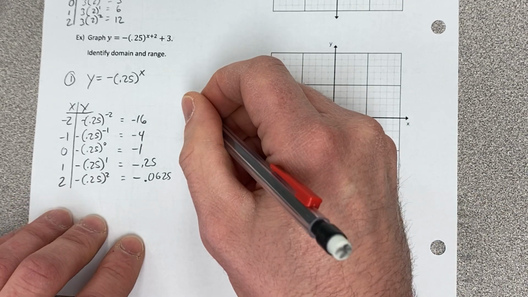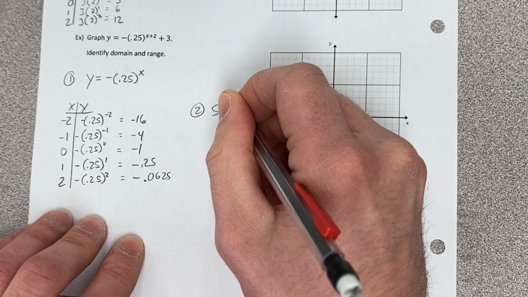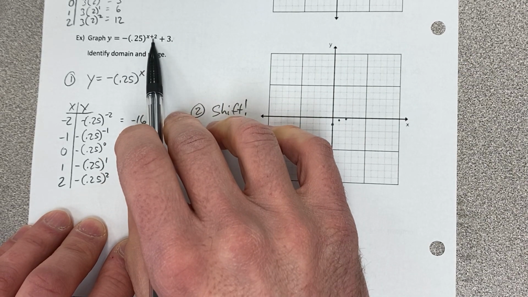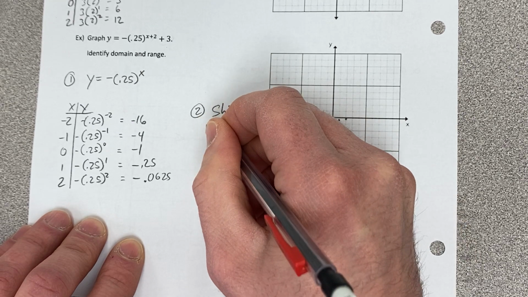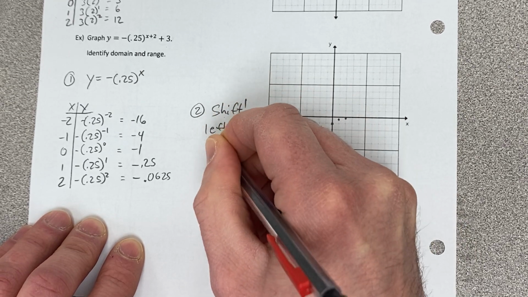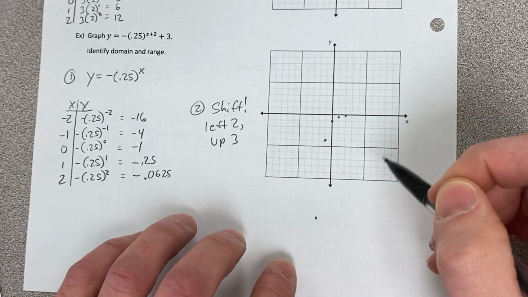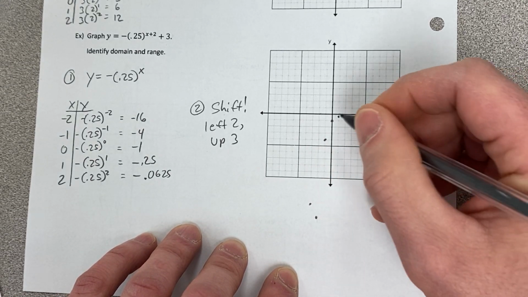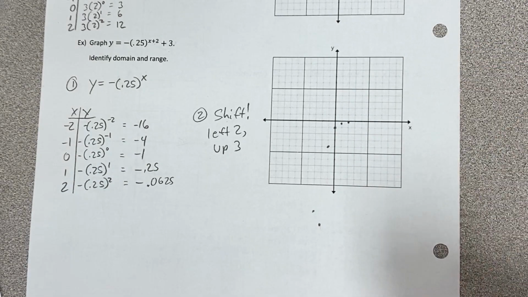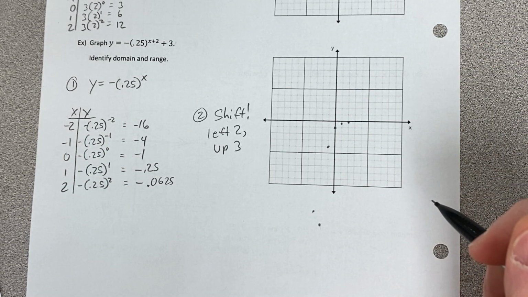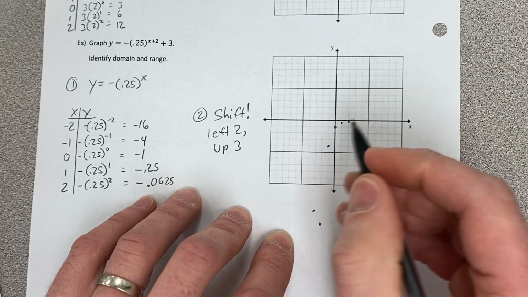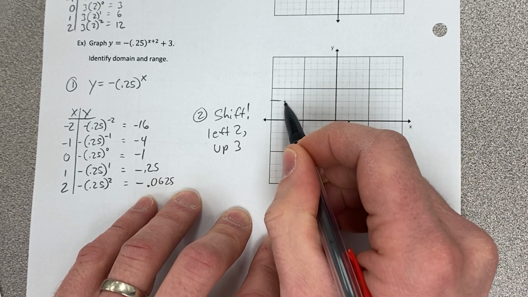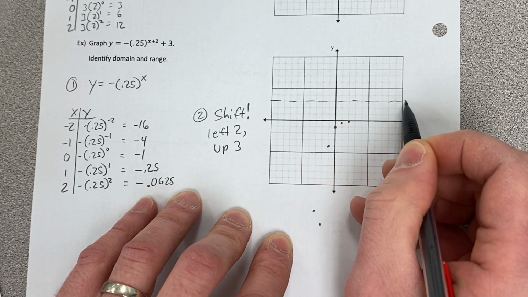But now for step 2, to get the shifted graph, we're going to shift it. We're going to shift left 2, up 3. Left 2, up 3. Oh, wait, before I do that, what else is going to shift left 2, up 3? You got it. Your asymptote. Left 2, and then it shifts up 3. So let's get that asymptote in there.